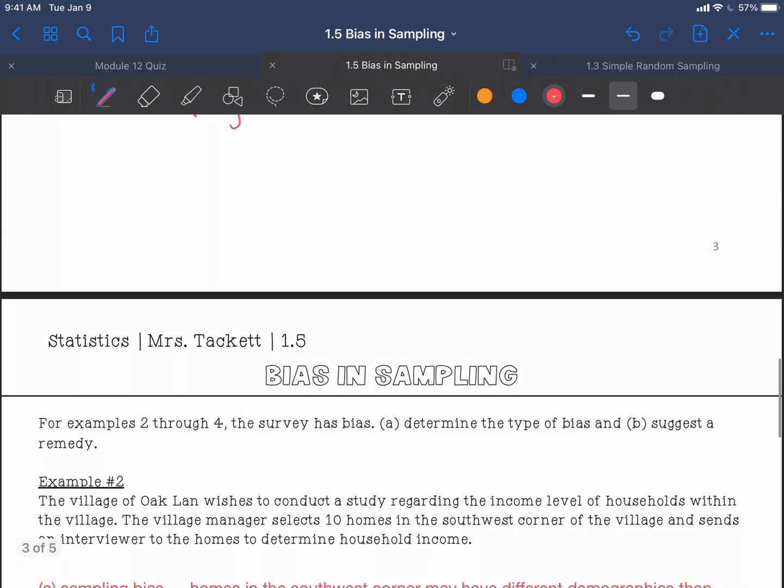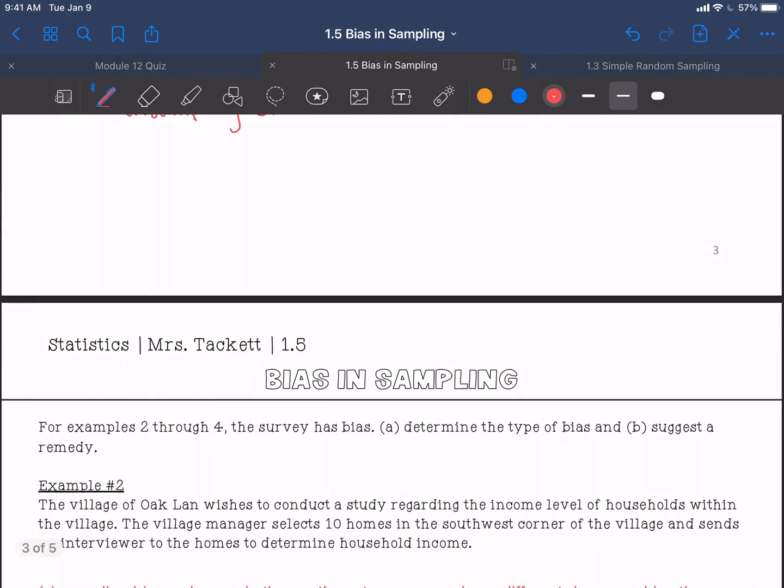All right, for examples 2 through 4, the survey does have bias. Part A, determine the type of bias, and Part B suggests a remedy or a way to fix that. So example 2, the village of Oakland wishes to conduct a study regarding the income level of households within the village. The village manager selects 10 homes in the southwest corner of the village and sends an interviewer to the homes to determine the household income.